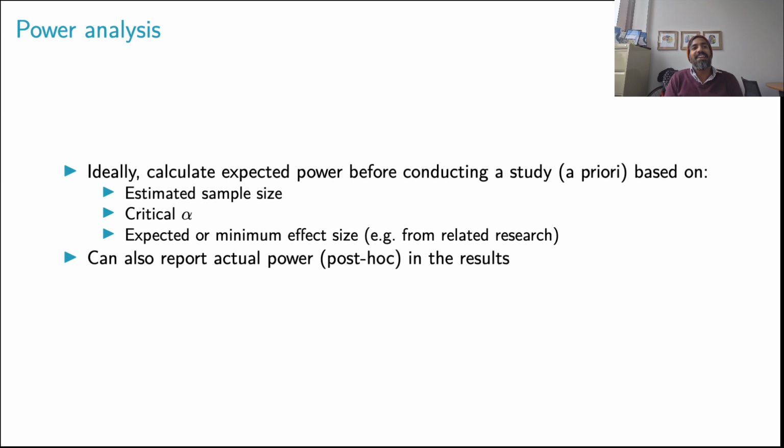So power analysis ideally calculates expected power before conducting a study, a priori, based on estimated sample size, critical alpha, expected or minimum effect size from related research. So you look at the research that's there, you see what effects they found, and you infer what the power could be, and you conduct your analysis. You can also report actual power post hoc in the results. What was the actual power that's there?